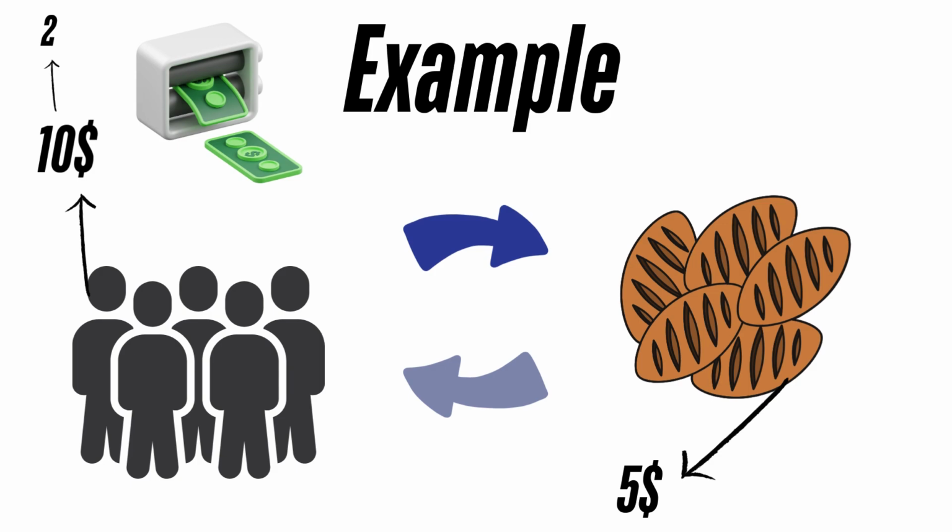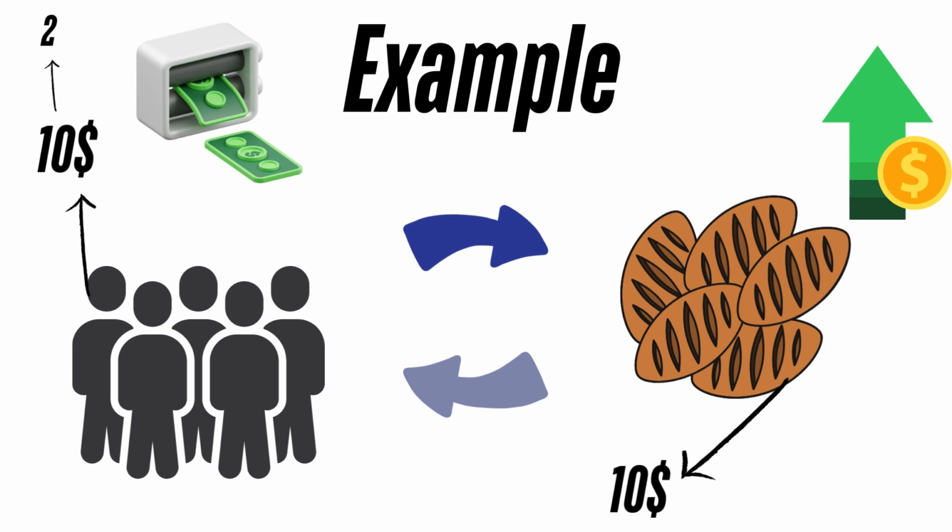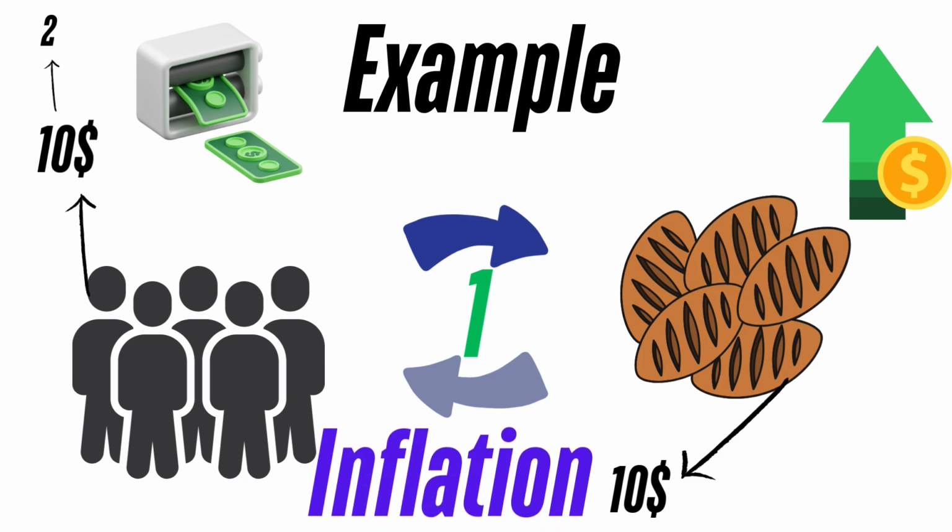Since everyone now has more money and wants to buy more bread, the bakery realizes they can charge higher prices because of the increased demand. So, they raise the price of bread from $5 to $10 per loaf. In the end, even though everyone has more money, they are still only able to buy 1 loaf of bread, except now it costs double. The additional money didn't make them wealthier. It just made everything more expensive. This is inflation in action.